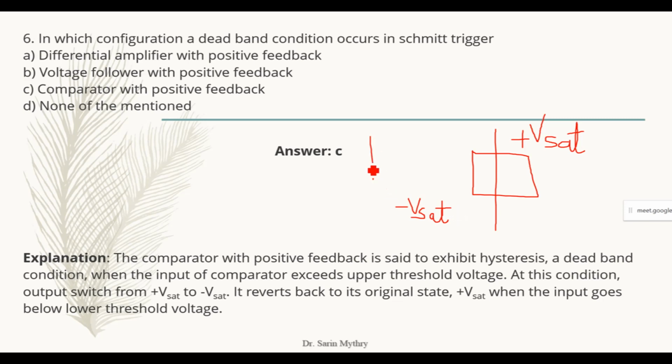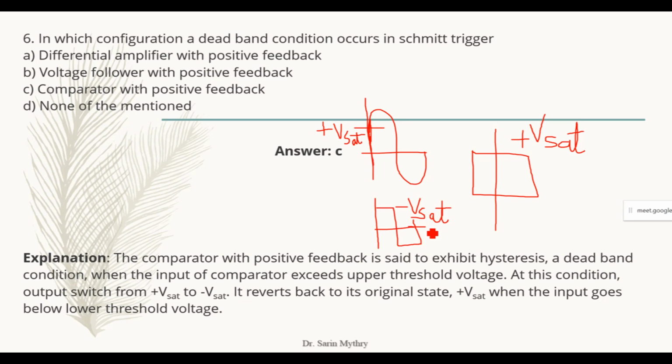If your output is switching like this, let me say this is my positive VSAT. If your input signal is crossing this positive VSAT, it means the switching of your output takes place here. The switching will be happening at the output circuit. That's the reason.